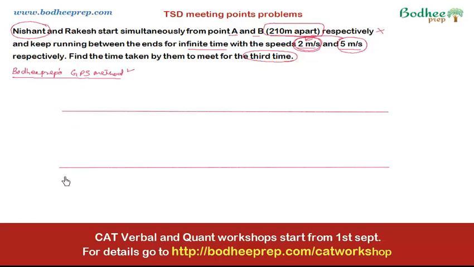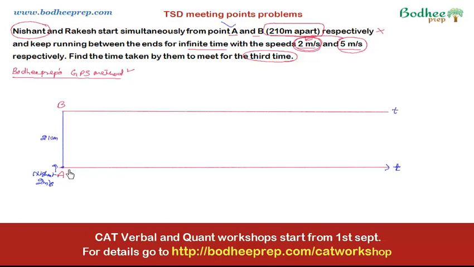So let me take this point to be A and this point to be B, and the track is this distance. Say AB is the track distance, and this distance is 210 meters, and Nishant is starting from point A. So here is Nishant, whose speed is 2 meter per second, and he's starting in this direction, right? He will go from A to B, and suppose the parallel lines which I have drawn are the timeline. So this is time t and this is the same time t, right?